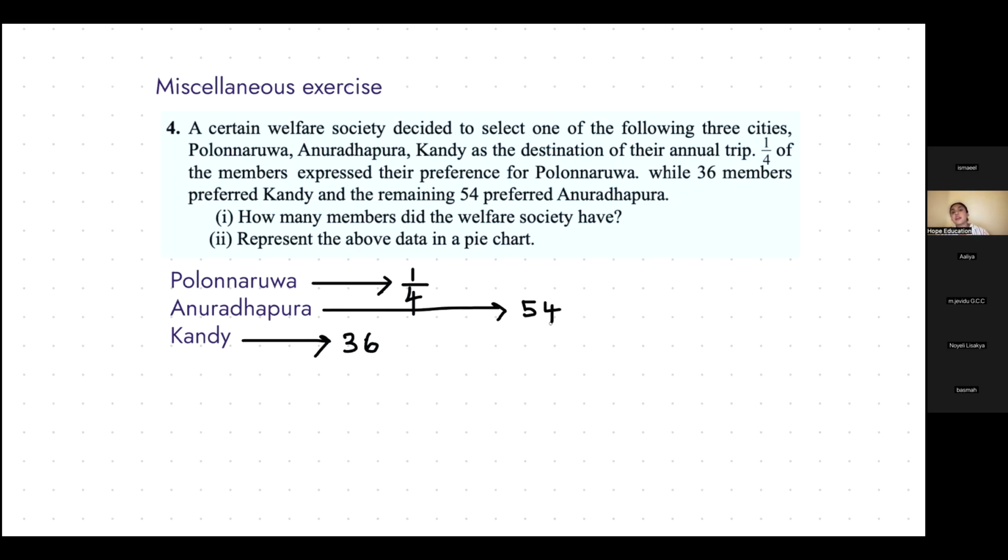Now, how do you find this answer? How many members did the welfare society have? I want to hear your answers on this, because it's a very interesting question.